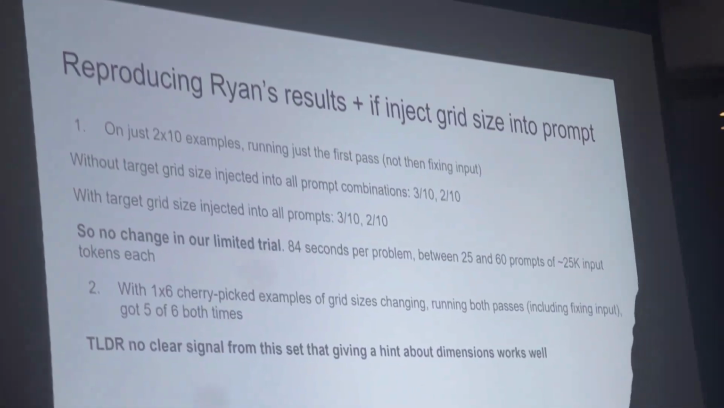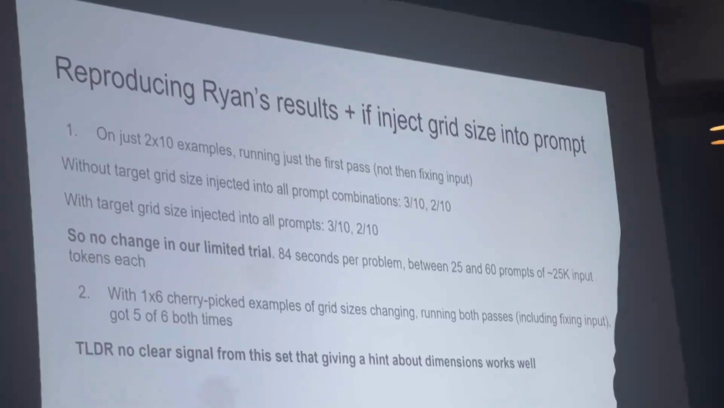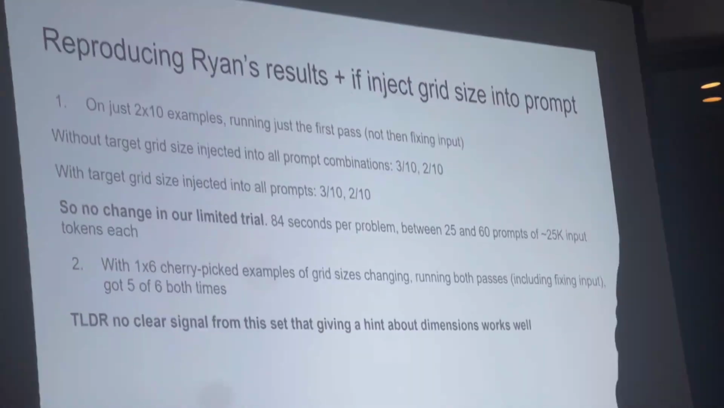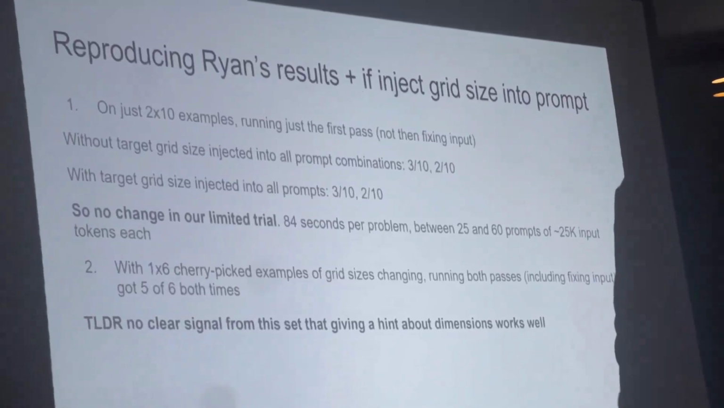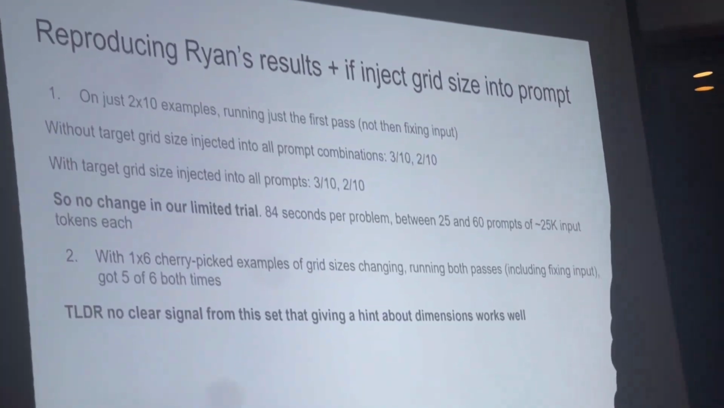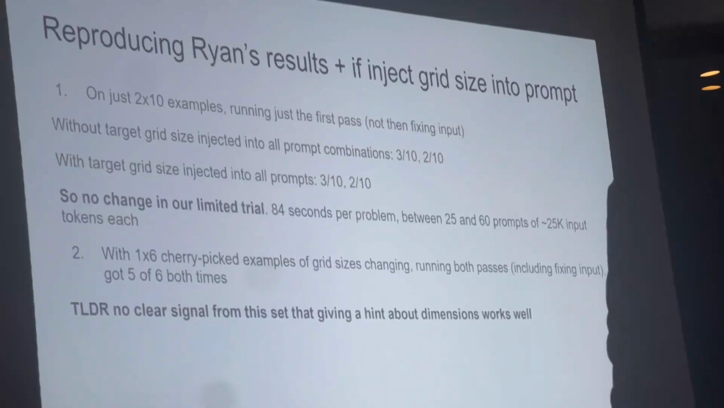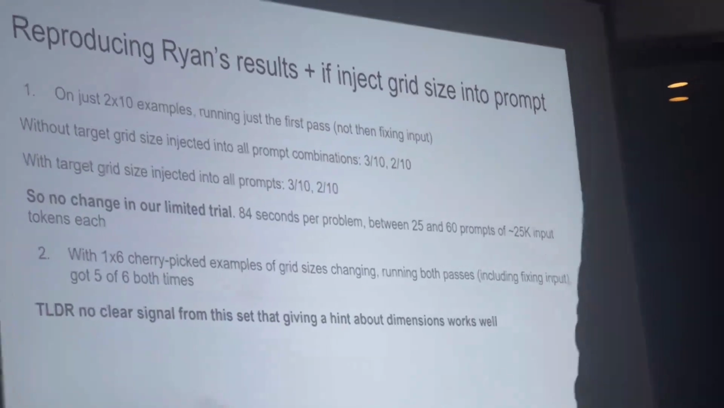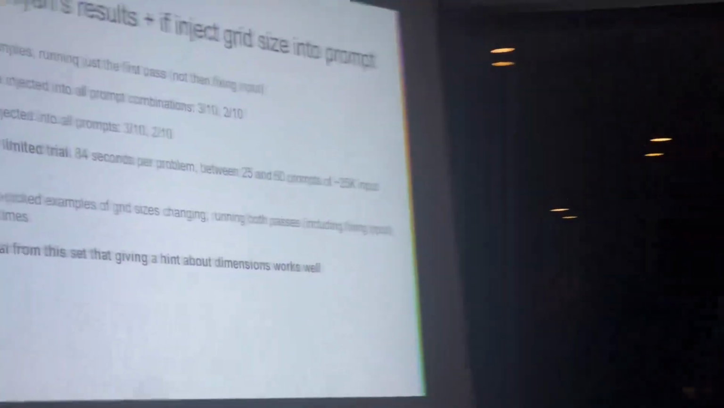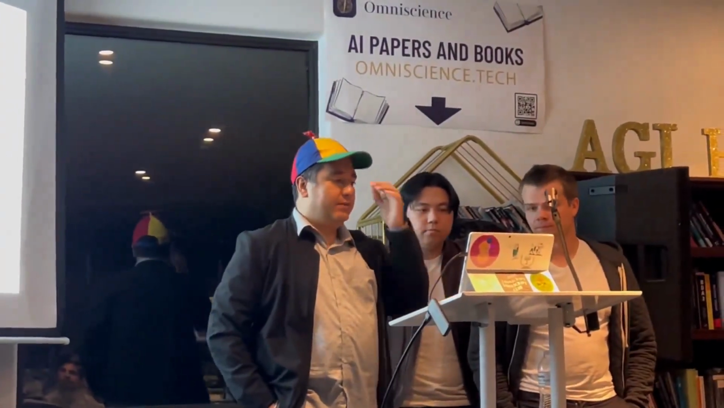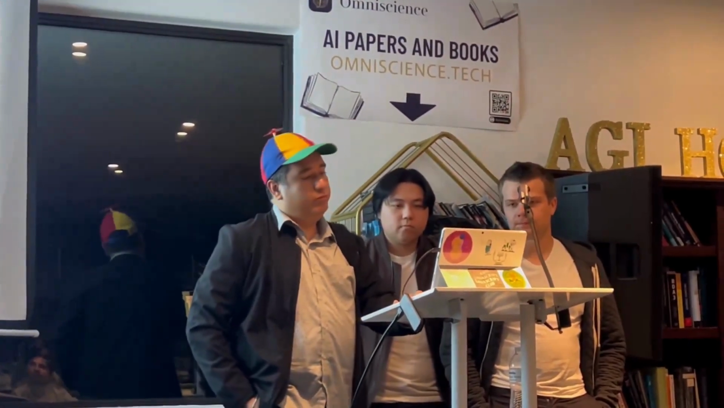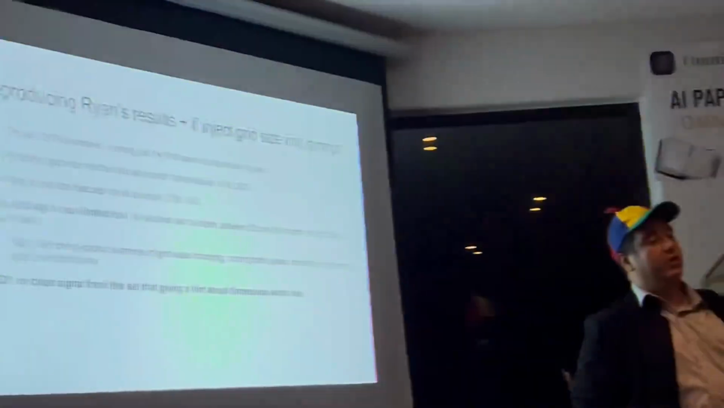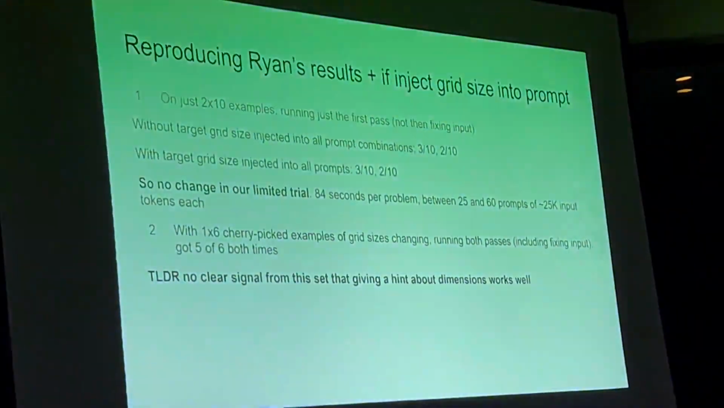But injecting that prompt into Ryan's examples on the sets that we tried, every time we got the same results. And we tried 3 different sets of 10, 10, and 6. In the 6, we cherry picked problems where we knew that the sizes would change. It takes about 84 seconds per problem, and you can't run them in parallel because of the amount of tokens. So it takes a minute and change for each one. We ran a bunch of them, and we did establish that giving the hint about dimensions on this size wasn't a clear signal.